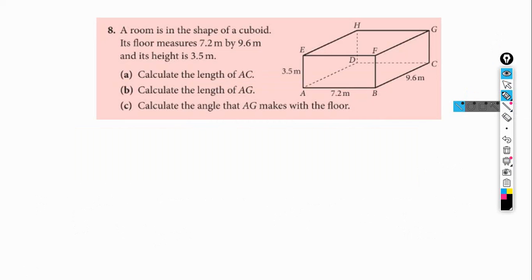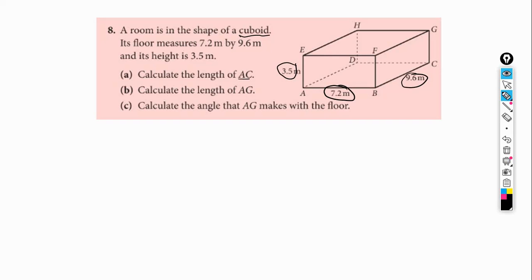Very well, so here we are with question number 8. A room is in the shape of a cuboid. It's just a fancy name for box. Its floor measures 7.2 meters by 9.6. Okay, and its height is 3.5. Part A, calculate the length of AC.